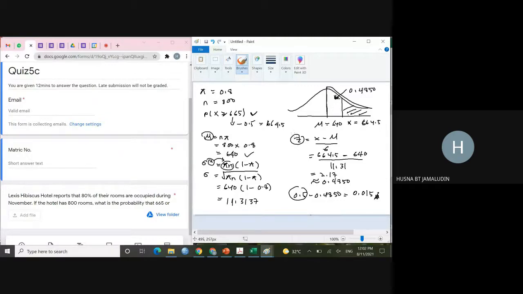Let me tell you the portions of the marks. In total, every quiz will give you 2 marks, right? If you are able to find the mean and the standard deviation, this whole thing will give you 0.5, or half marks.